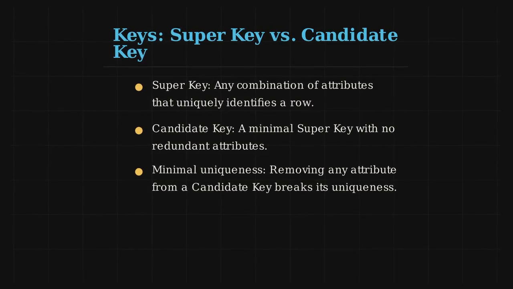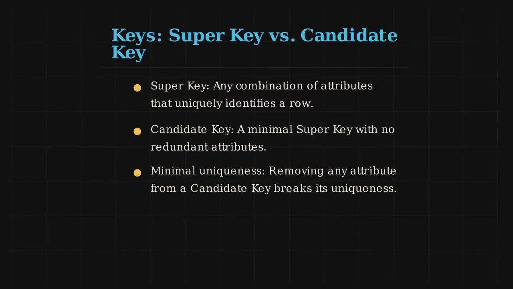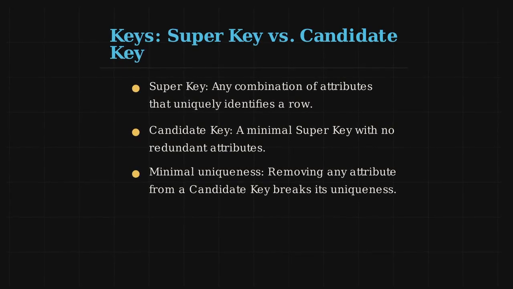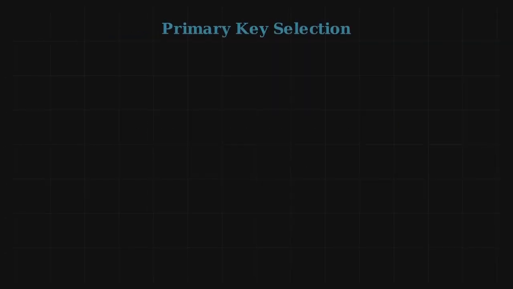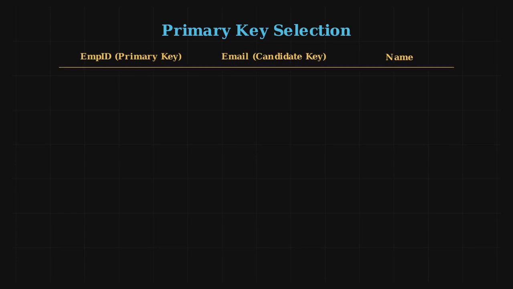A candidate key is a minimal superkey, meaning it has no redundant attributes and is a candidate to become the unique identifier. From our candidate keys, we select one primary key.